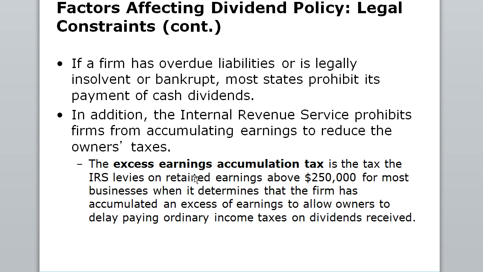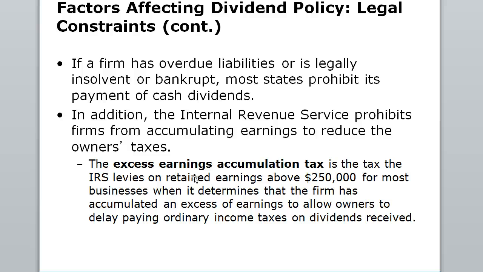If a firm has overdue liabilities or is legally insolvent or bankrupt, it's prohibited from paying cash dividends. In addition, the IRS, the Internal Revenue Service, prohibits firms from accumulating earnings to reduce owners' taxes. The excess earnings accumulation tax is the tax that the IRS levies on retained earnings above $250,000 for most businesses when it determines that the firm has accumulated an excess of earnings to allow investors to delay paying taxes.